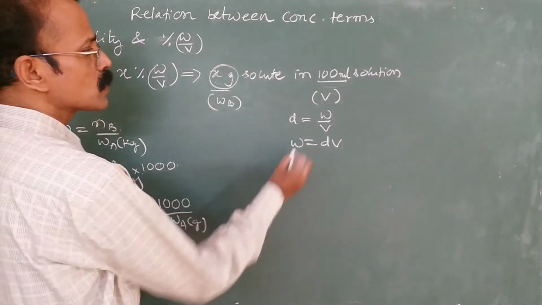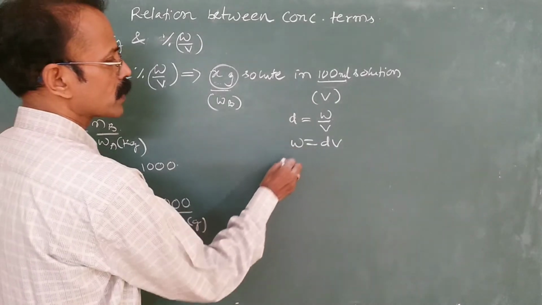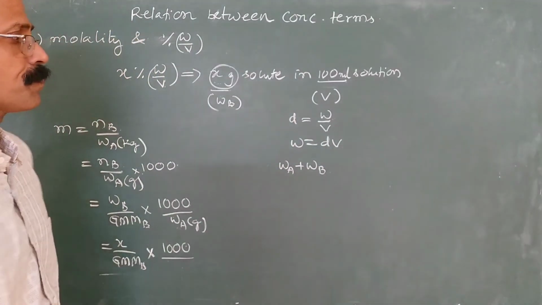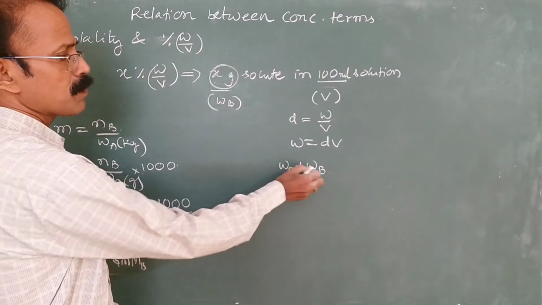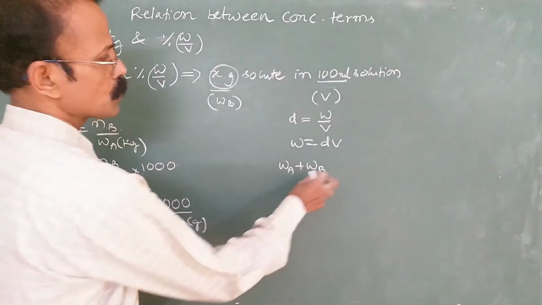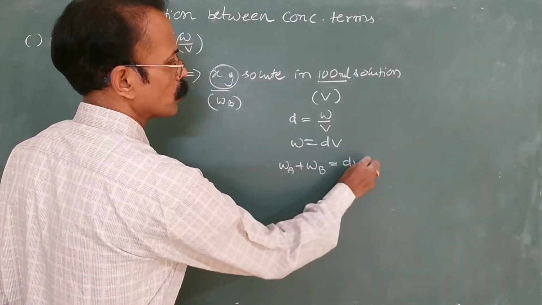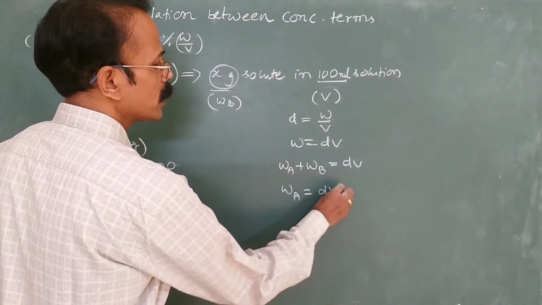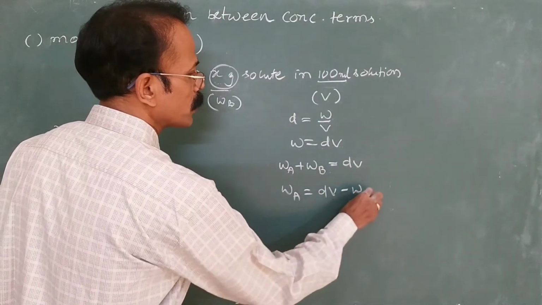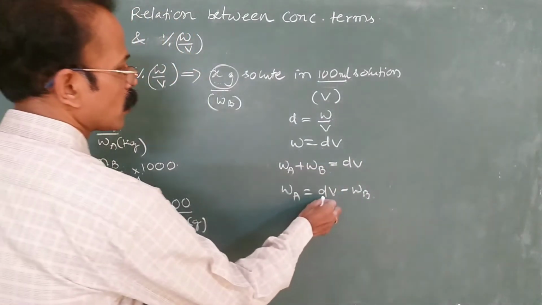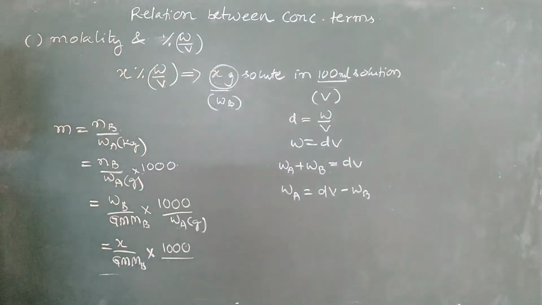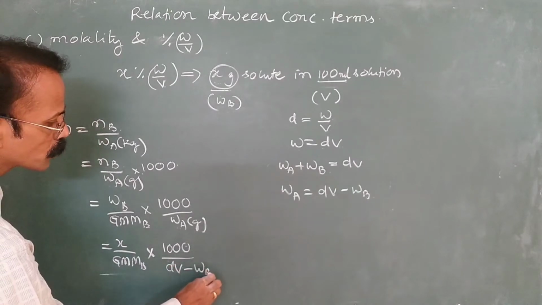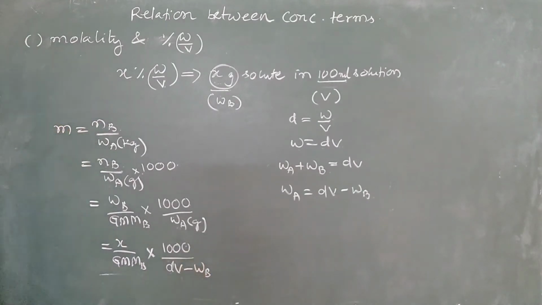But how do you get mass of solvent? We know that mass of solution is equal to mass of solvent plus mass of solute. Mass of solvent plus mass of solute will be equal to mass of solution, which is density into volume. So mass of solvent is equal to density into volume minus W, the mass of solute. Now we can substitute this here: in place of mass of solvent we write density into volume minus mass of solute. Mass of solution minus mass of solute gives mass of solvent.